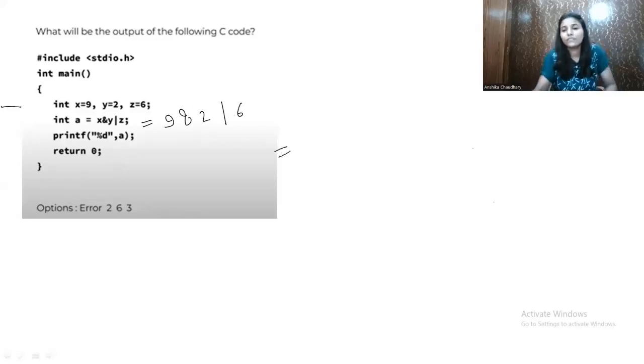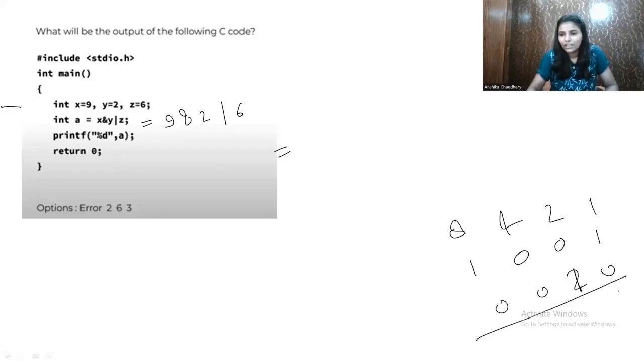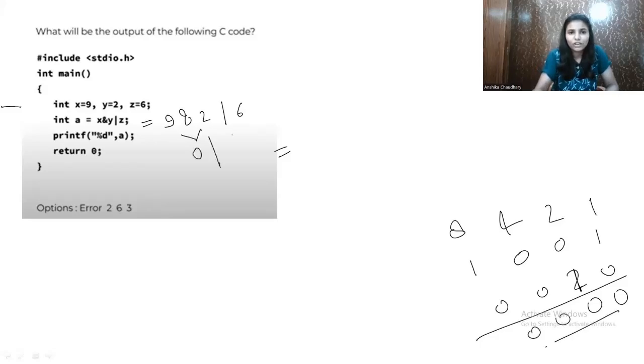So what is the binary code of 9? 8, 4, 2, 1. So binary code of 9 is 1 0 0 1. And for 2, it is only 1 0, right? So we will take AND: 1 0 0 1 and 0 0 1 0. So it will be 0. So this gives us 0 OR 6.